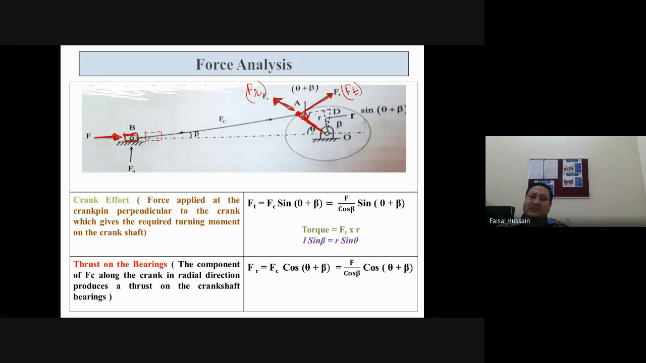So the Ft equation is Ft equal to Fc sine theta plus beta, which is equal to F upon cos beta times sine theta plus beta. And what is torque? Torque is the product of load into distance, tangential force into distance. This is the sine rule that I have explained to you. Similarly, the thrust on the bearing is equal to Fc cos theta plus beta, that is, F upon cos beta times cos theta plus beta. This is the expression.